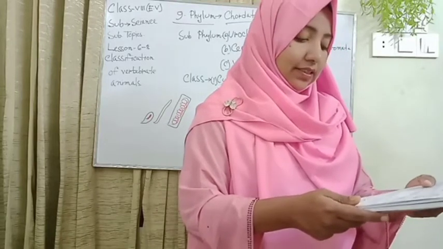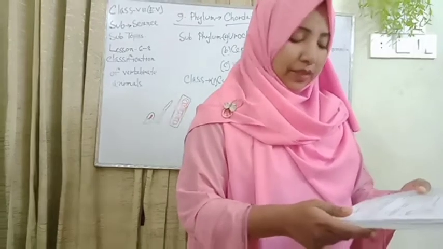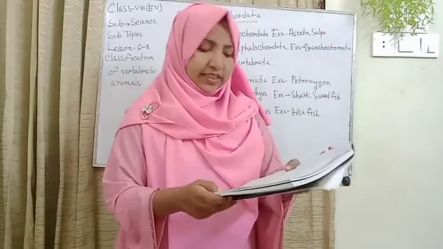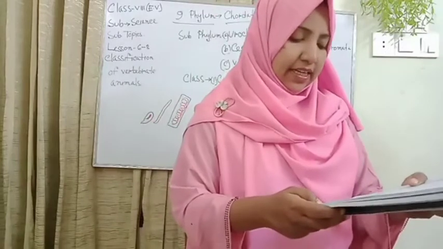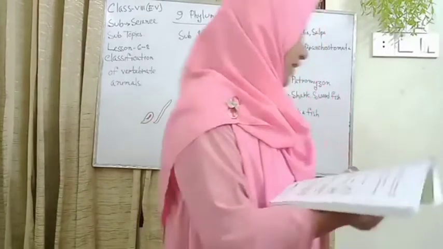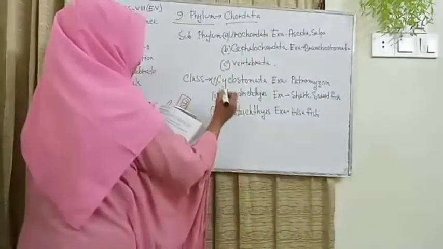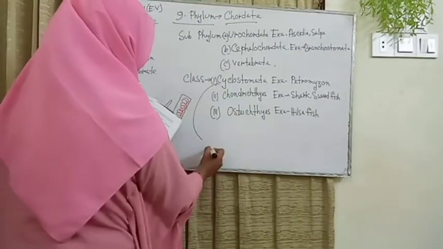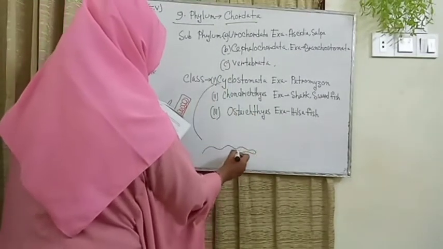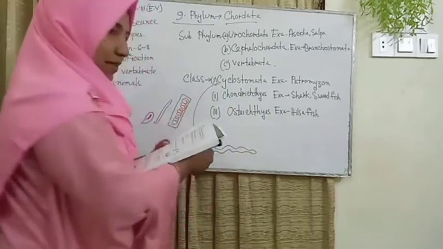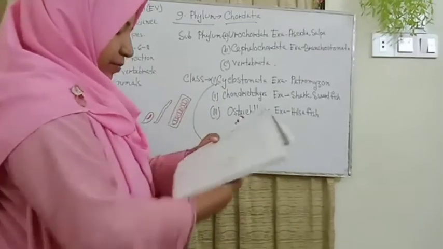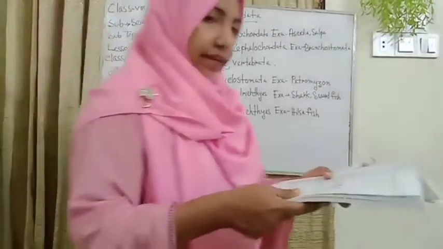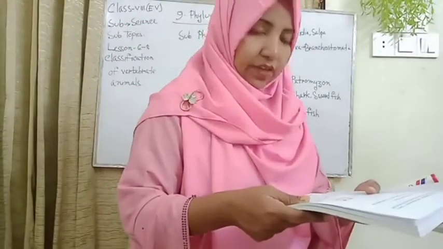The first class is the Cyclostomata. Their shape and structure: the body is slender, eel-like, rounded, with naked skin. I just drew the Cyclostomata; this is the basic round-shaped structure. Again, I repeat, the body is slender, eel-like, rounded with naked skin, fish-like in form.